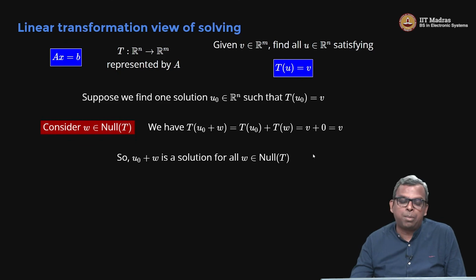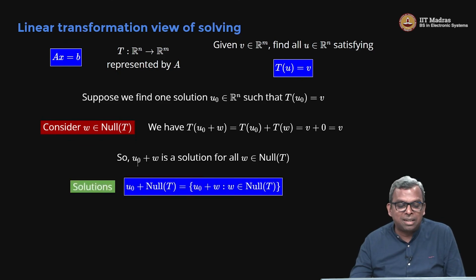This one people write a little bit differently. You use set notation: the set of all u naught plus w where w belongs to null T. You take the same u naught, the one solution you somehow found, and add all the null space vectors to it. You will get a whole space, which I am going to call u naught plus null of T. This is my abstract notation for it.